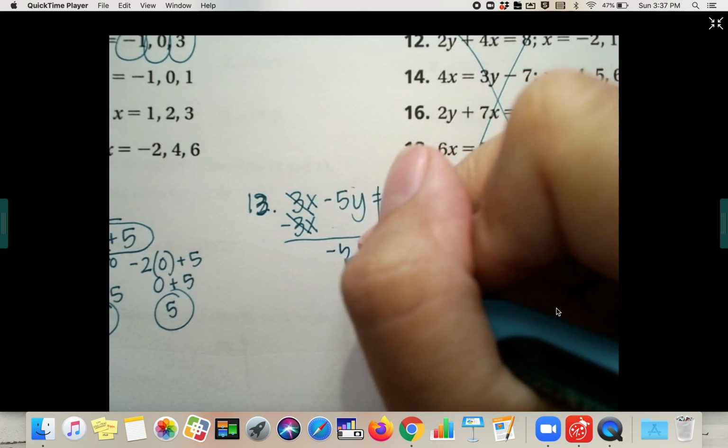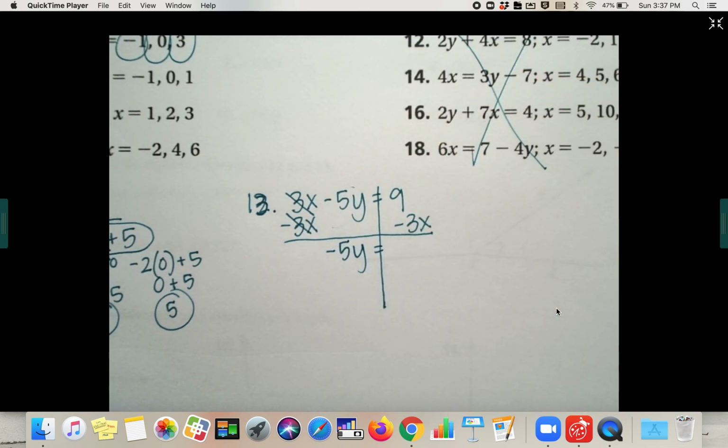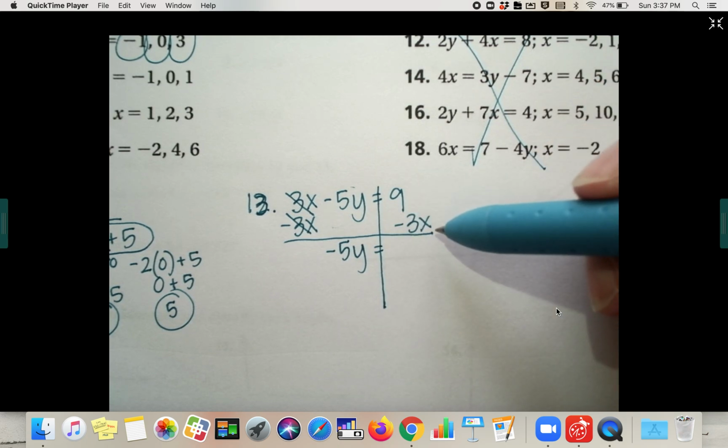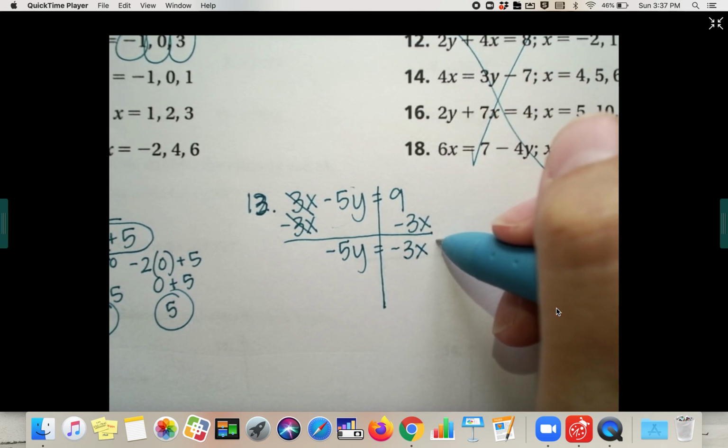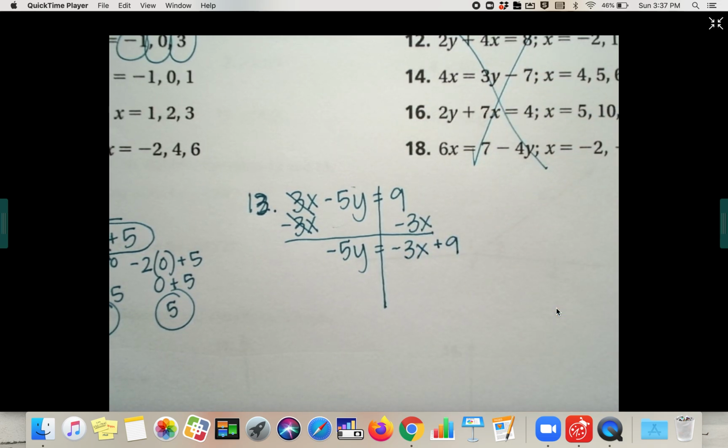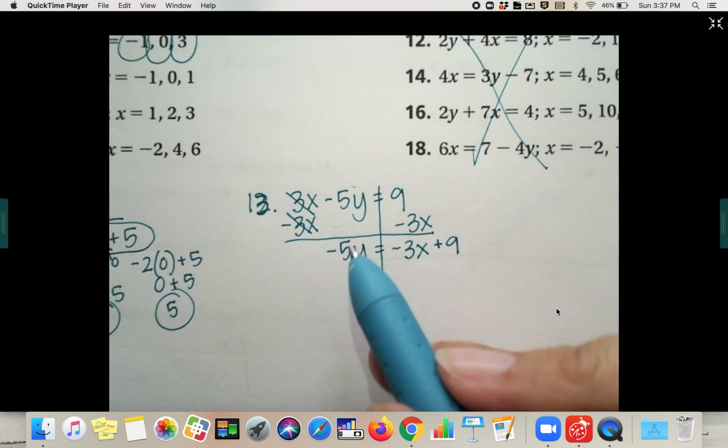That is a negative 5y, and the negative goes with it. These are not like terms. Do not make it 6x. That's wrong. So leave them separated out. That's a negative 3x and a positive 9. All right, last step to get y by itself.